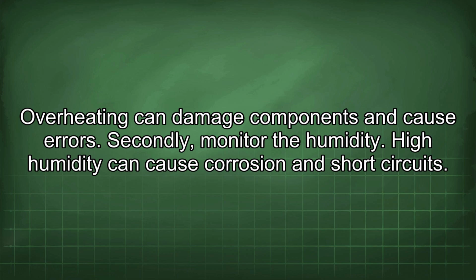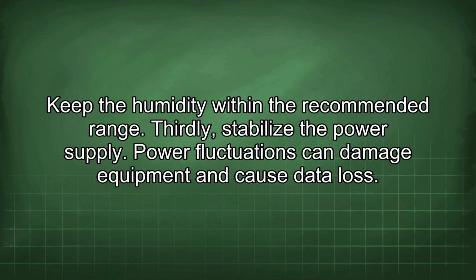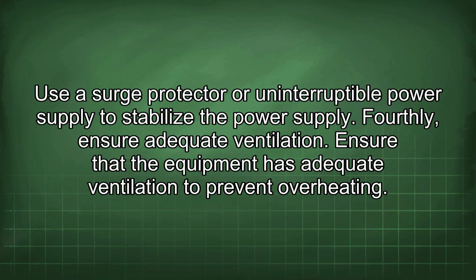Secondly, monitor the humidity. High humidity can cause corrosion and short circuits. Keep the humidity within the recommended range. Thirdly, stabilize the power supply. Power fluctuations can damage equipment and cause data loss. Use a surge protector or uninterruptible power supply to stabilize the power supply. Fourthly, ensure adequate ventilation. Ensure that the equipment has adequate ventilation to prevent overheating.